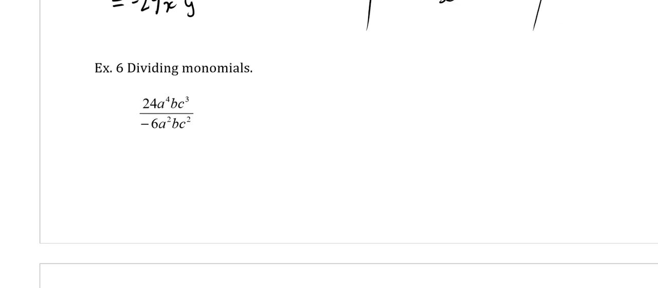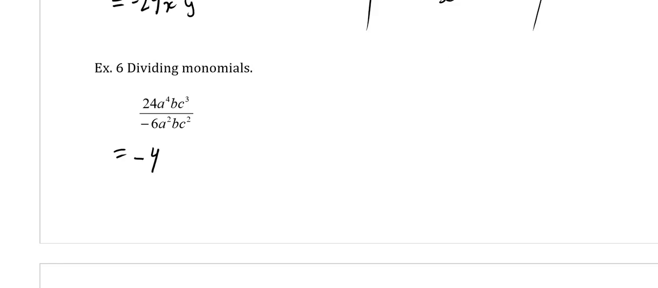So dividing monomials is the same concept, but instead of adding, we're going to subtract, for the exact same reason that we saw. 24 divided by negative 6, so I just divide those. I'm not adding or subtracting there. Those are numbers, those are coefficients, so it's negative 4.